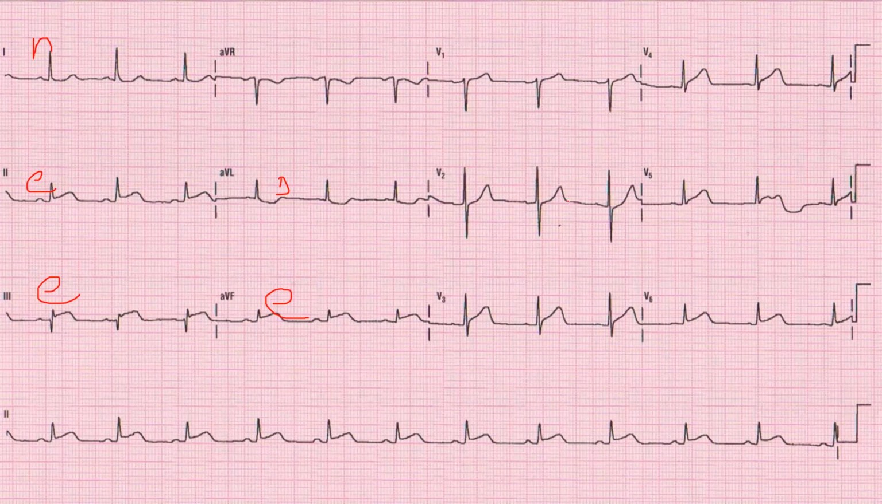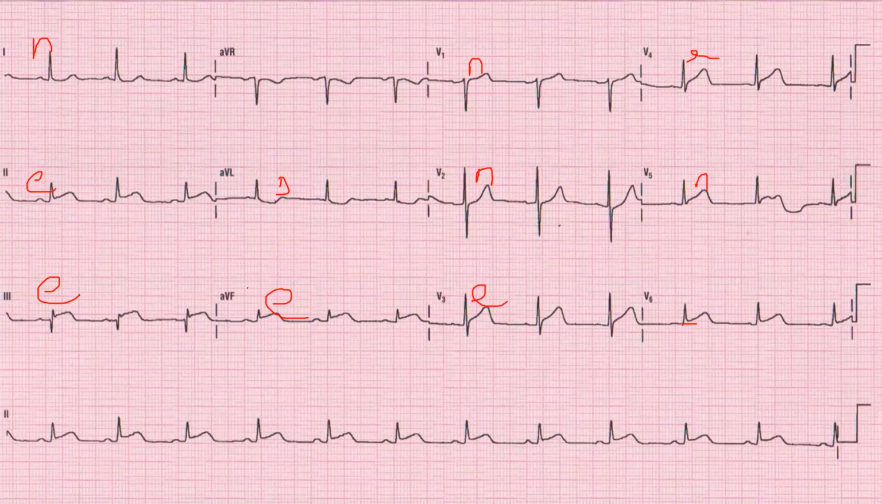V4 is slightly elevated. V5 is normal, or slightly elevated, but not significant. And again, this is only 1 millimeter. So it's slightly elevated. So the significant ones are going to be your 2, 3, and AVF.